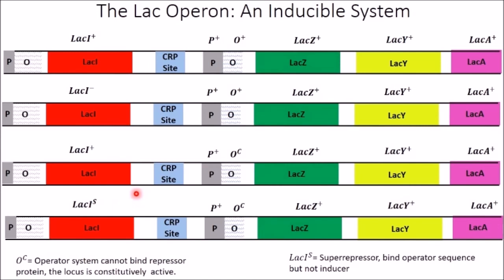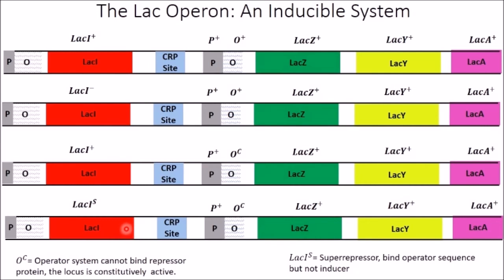And how about lac-I-S? lac-I-S is the super repressor. It binds the operator sequence, but the inducer cannot bind to it. I didn't mention this before, but I'm going to mention it now. What happens when allolactose binds to the lac-I protein is that it causes an allosteric shift. It changes the conformation of a protein at one point such that it can no longer bind to another protein at a different point. That's what allostery is all about, and that's what it does.